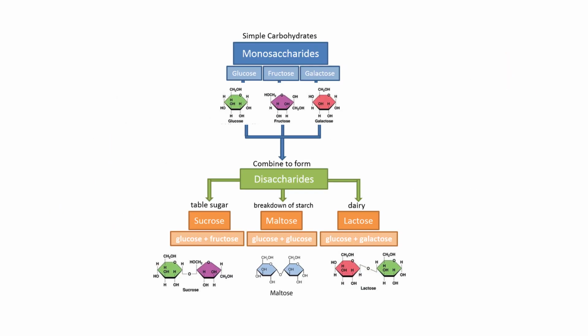I just have a couple of slides here. This just kind of shows you how these all fit together. On this slide, you have our simple carbohydrates, our monosaccharides: glucose, fructose, and galactose. And those combine to form disaccharides. So a sucrose is a glucose and a fructose joined. Maltose is two glucose molecules. And then lactose, which you'll find in dairy, is a glucose and galactose joined together.